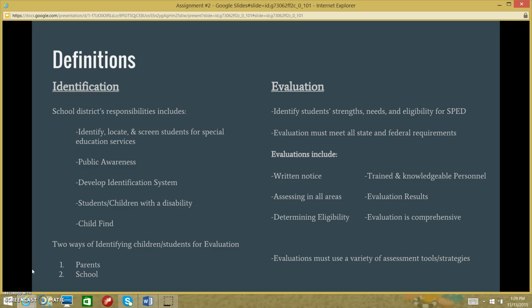IDEA states the school district must ensure that the evaluation is sufficiently comprehensive to identify all special education and related services needs, whether or not they are commonly linked to the disability category in which the child has been classified.